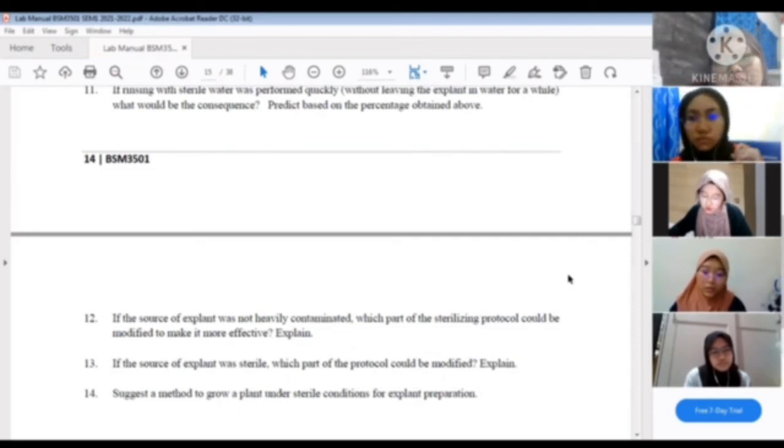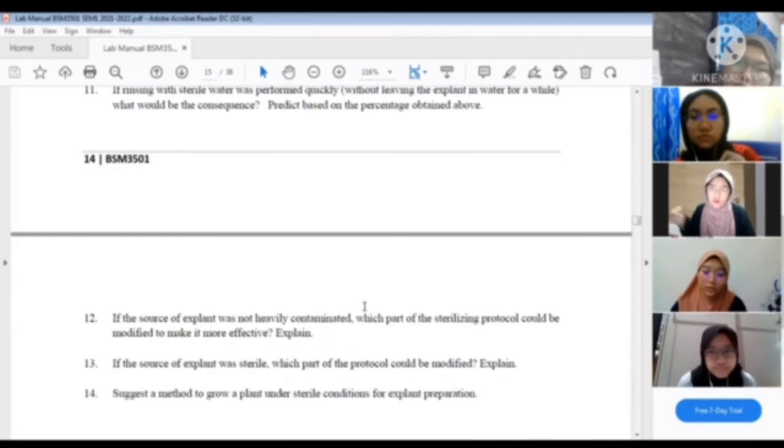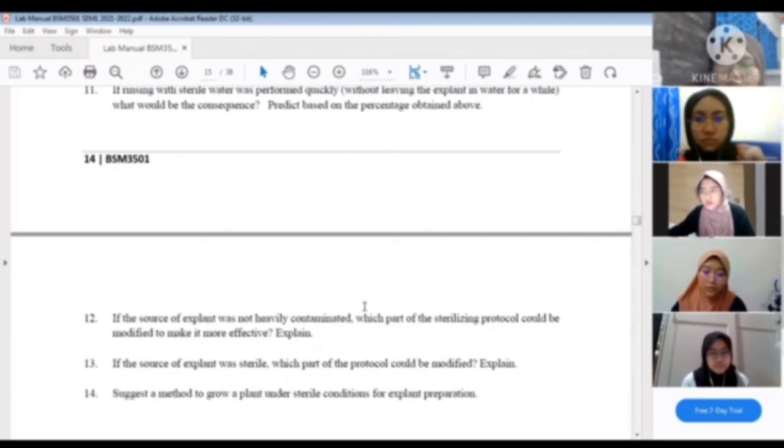For me, because it mentioned not heavily contaminated, maybe we just need to dip the leaf for maybe instead of 30 seconds, maybe for 15 seconds or less. I think that's my answer. So we have two different answers. Anyone want to add? No? Okay.